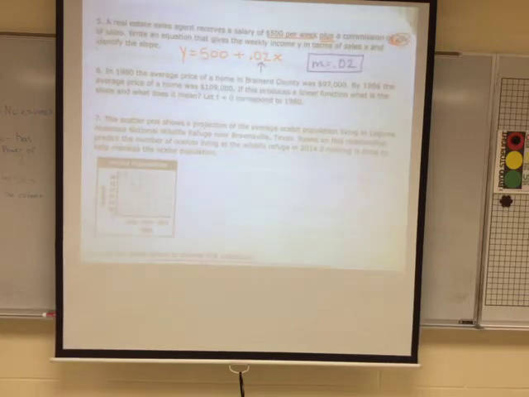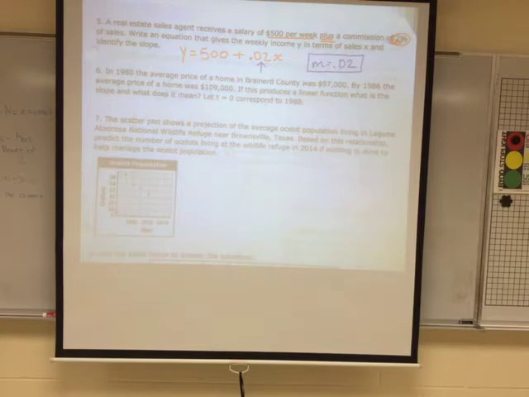Number 6. Number 6 says, in 1980, the average price of a home in Brainerd County was $97,000. By 1986, the average price of a home was $109,000. If this produces a linear function, what is the slope and what does it mean?